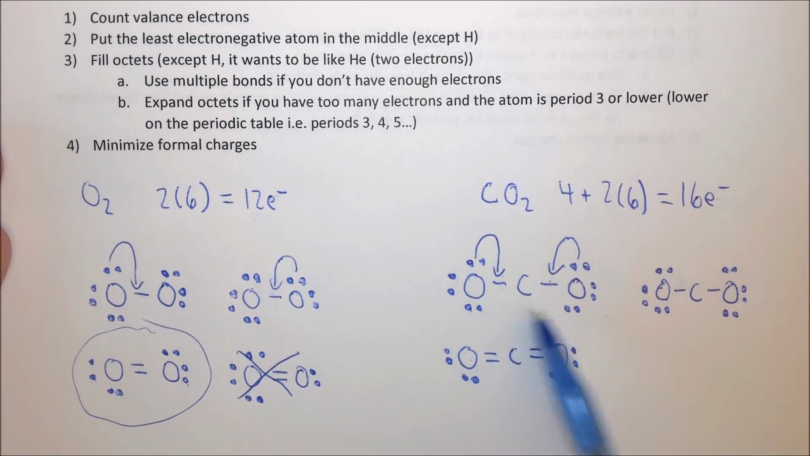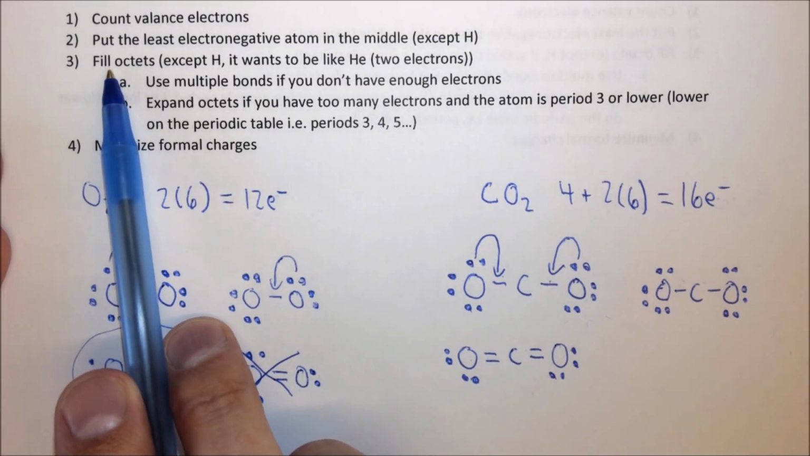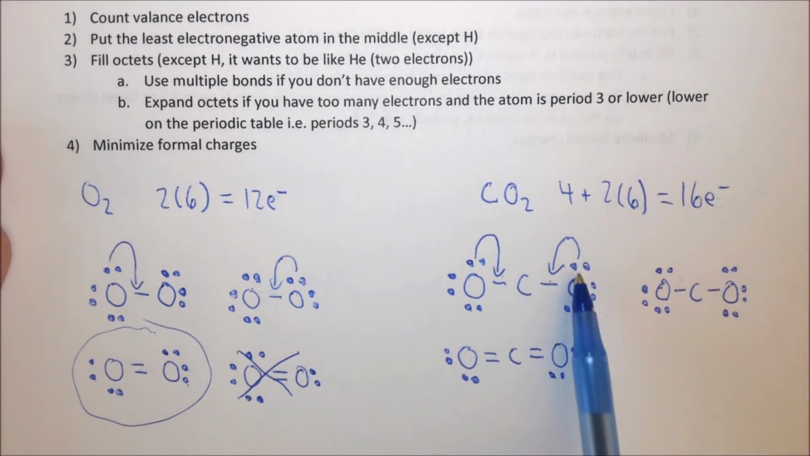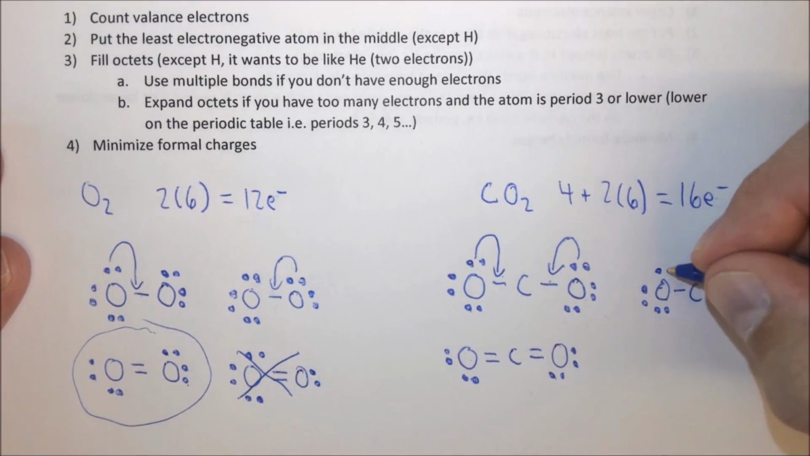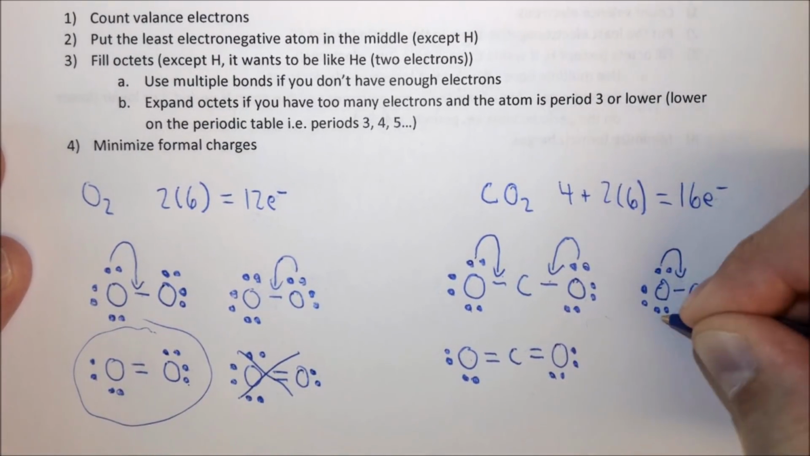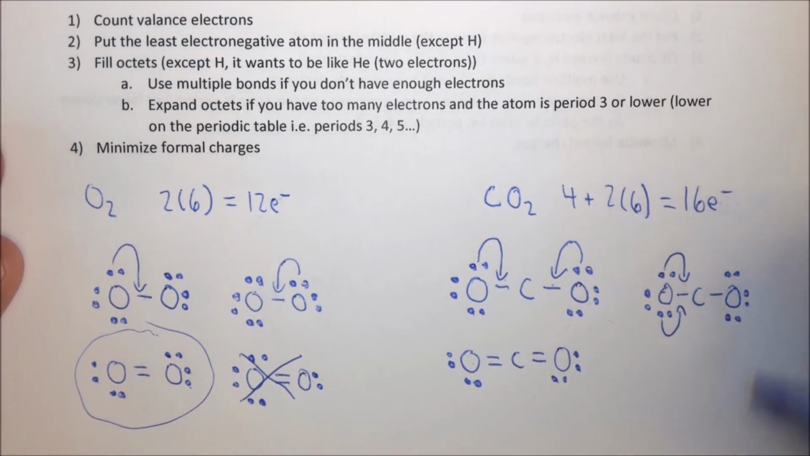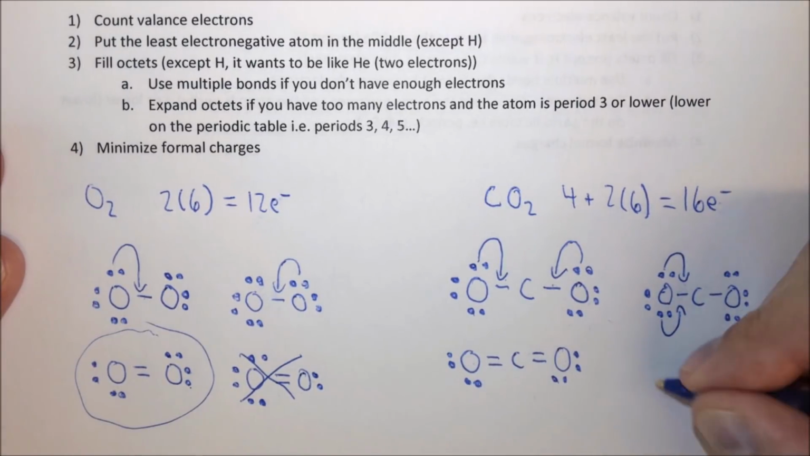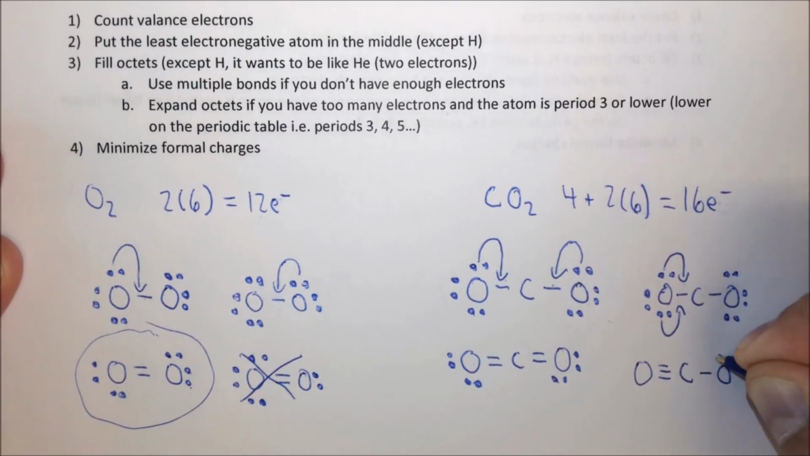What I want to do is fix what I have and make it follow the rules. I want to fill the octet. I'm working on rule 3. I didn't fill the octets here, so I moved those into a double bond, and that filled the octets. In this case, I want to do something different. I want to take both electron pairs and put them on this oxygen. So what I end up with is not a double bond, but a triple bond. O, triple bond C, bond O.